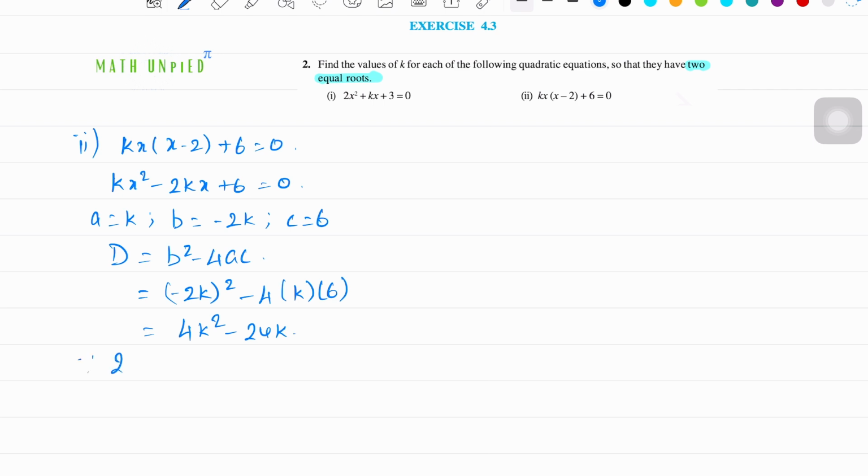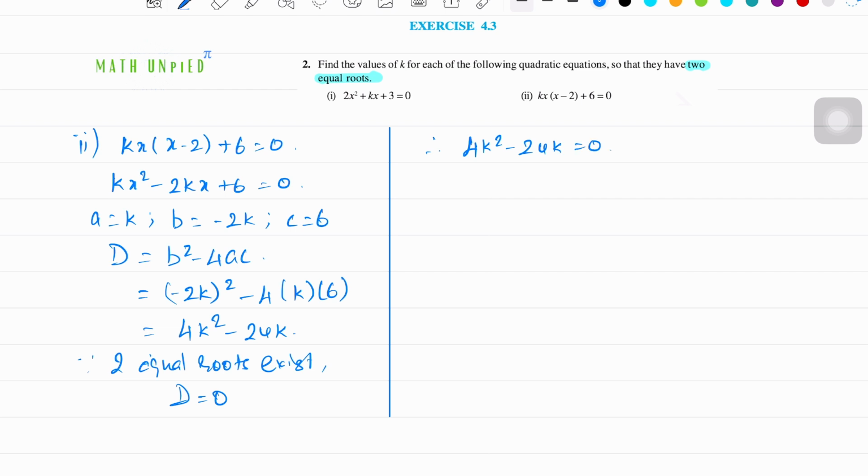Since two equal roots exist, D equals 0. Therefore 4k squared minus 24k equals 0. We can take 4k outside. 4k times (k minus 6) equals 0. So either k equals 0 or k equals 6.